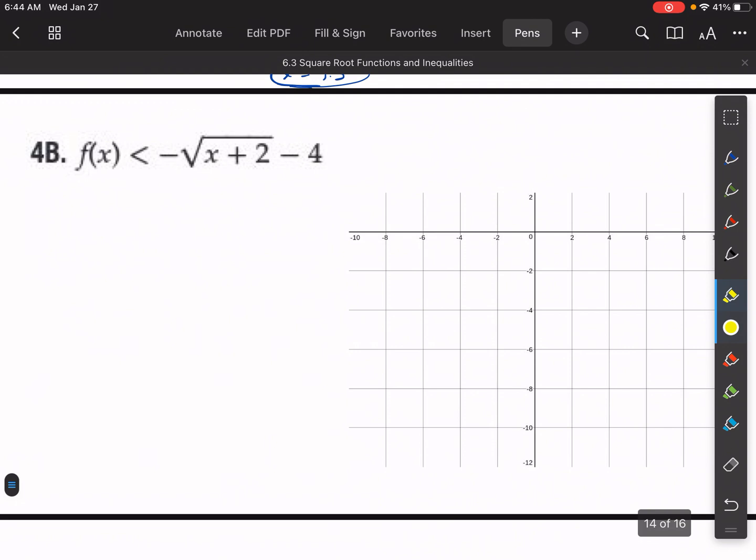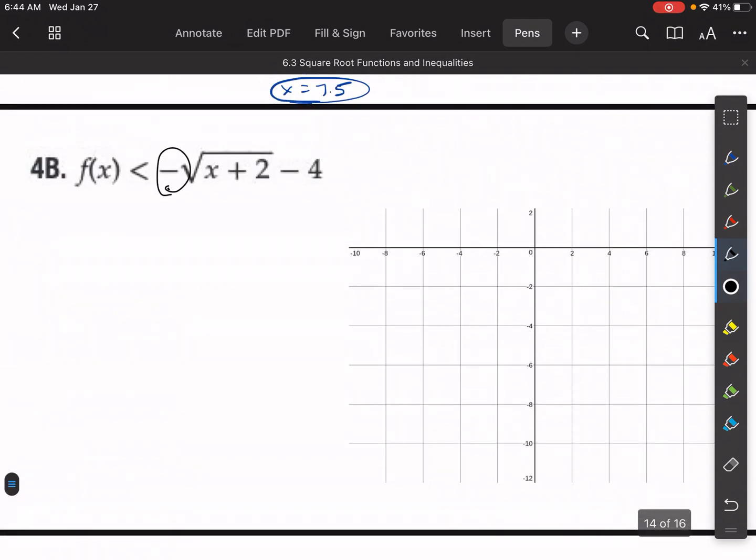Example 5, we have y values less than. Notice it's not less than or equal to. This negative out here means the whole thing is going to flip upside down, which we haven't done yet, so that's a good one to do, and this will be the last one we do. Let's go ahead and make an xy table. If I plug a 0 in, I'll get the square root of 2, which is kind of a nasty number.